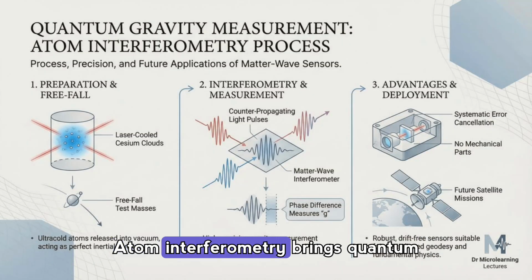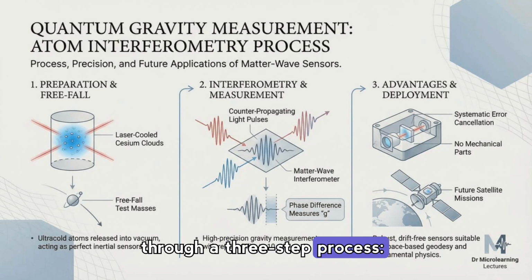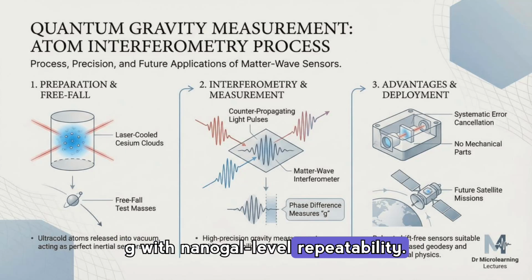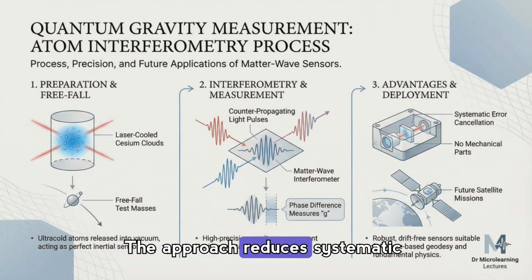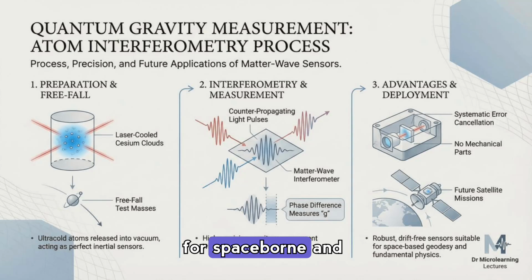Atom interferometry brings quantum precision to gravity measurement through a 3-step process: laser-cooled atom preparation and freefall, counter-propagating light pulses forming a matter wave interferometer, and phase difference readout that yields g with nanogal-level repeatability. The approach reduces systematic errors, has no mechanical moving parts, and offers promising routes for spaceborne and fundamental physics missions.